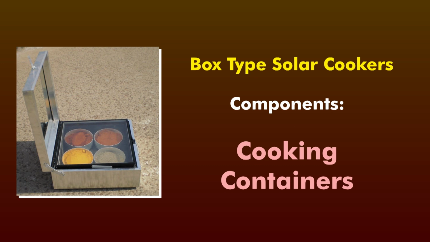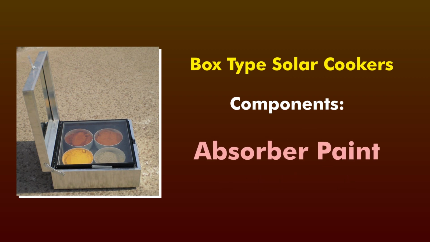Then it has a cooking container. Cooking container is made of aluminum or stainless steel. This cooking container is also coated with black paint on the outside of the container. Why is it coated with black paint? Because black paint has the property that it will absorb maximum solar radiation. If it absorbs the maximum solar radiation, that means this particular container will heat in less time. Another component is the absorber paint. This absorber paint is used on the absorber and the outer side of the food container.